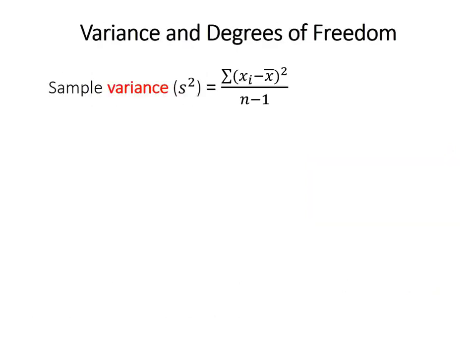So dispersion is instead measured by something called the variance, which is given the symbol s squared for the sample variance. And we just divide the sum of squares by n minus 1, where n is the number of values in the sample, or the sample size, essentially. So why n minus 1? Why not divide just by the sample size n? Well, this is related to something called degrees of freedom, which is probably easiest to illustrate with an example.